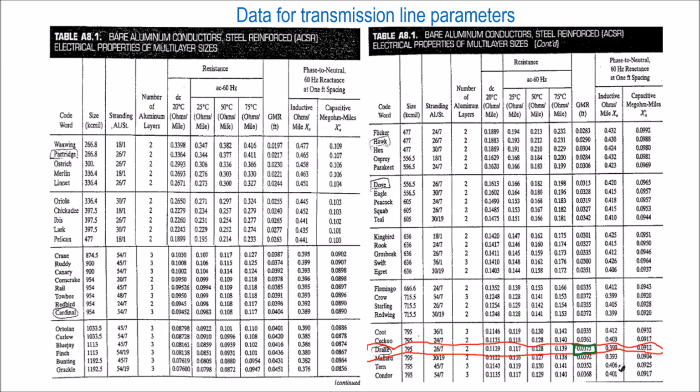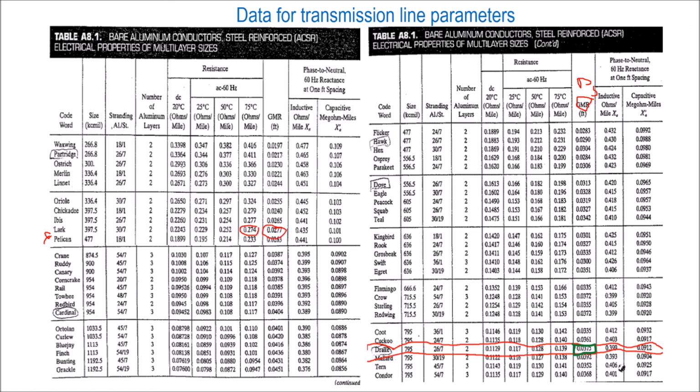Now here is the data sheet for ACSR conductor. So there are different types of ACSR conductor. So here is the Drake type, and for this type the value of GMR, which is ds, is given as 0.0735, right? So sometimes in the question the type might be changed. Suppose here it is ACSR Drake, it might be ACSR Ostrich, it might be ACSR Lark, right?